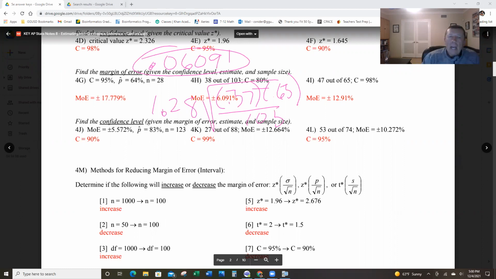And again, I wrote the answer initially in whole percentages. Most of the time you write it in proportions. Okay. All right. Next one.